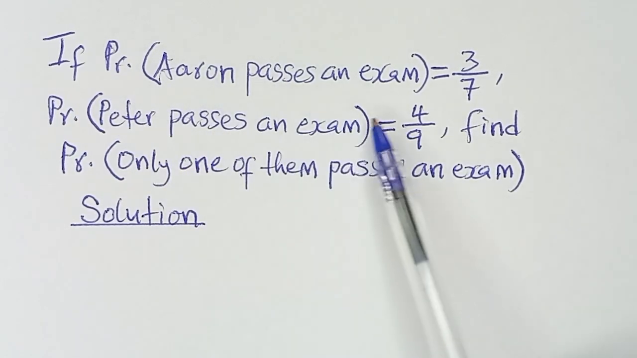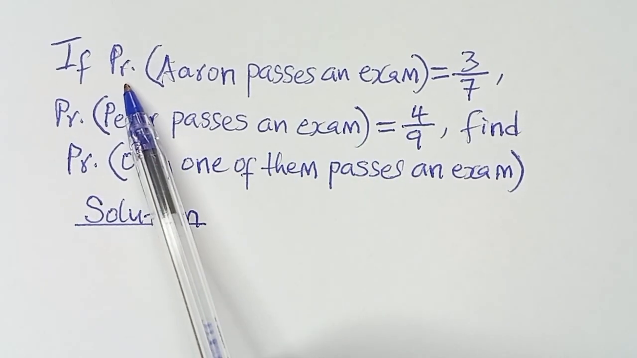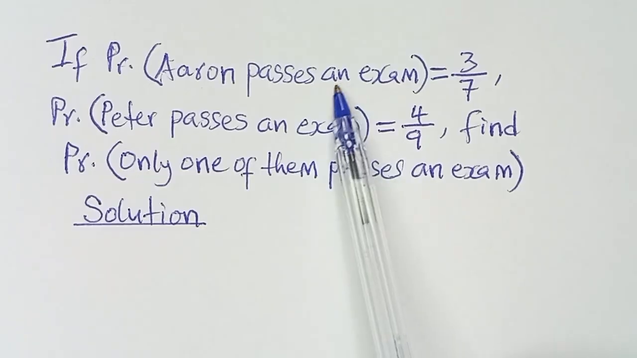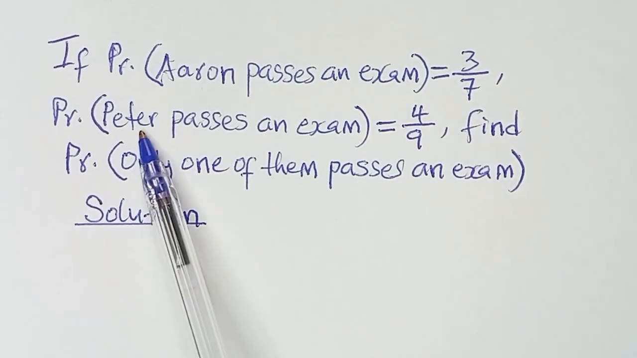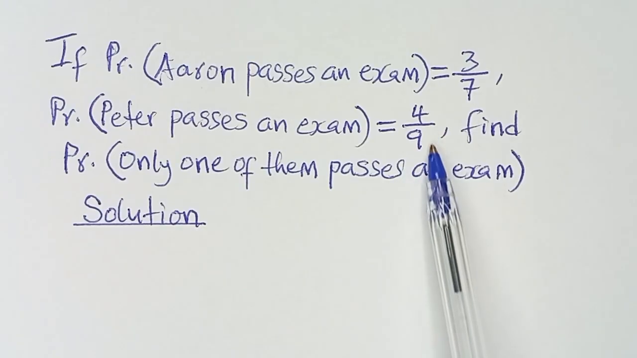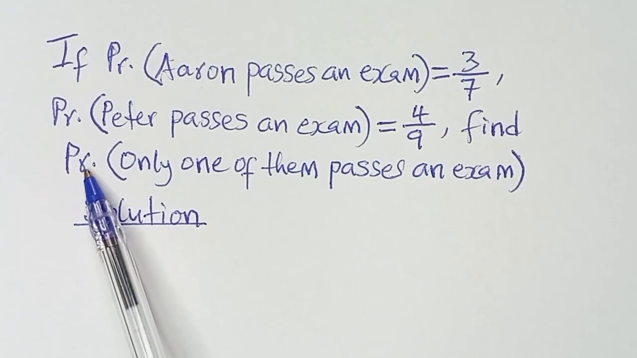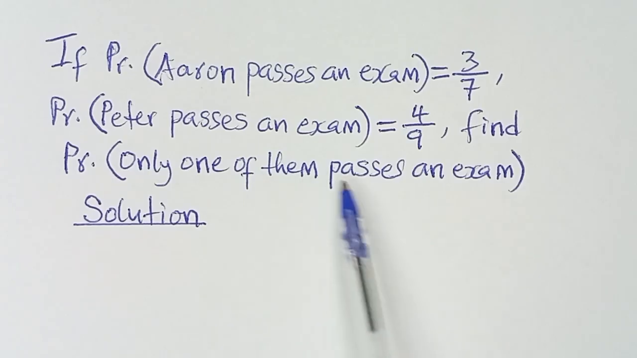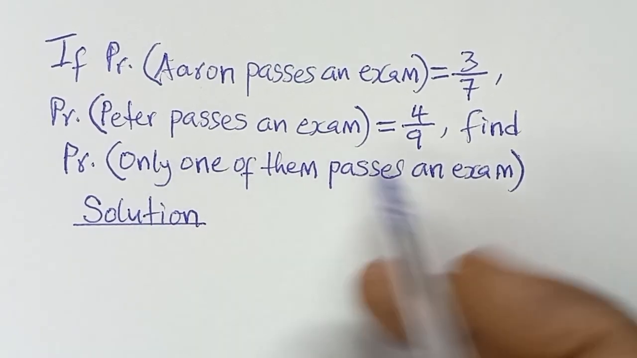I have a question on probability here. It says that if the probability that Aaron passes an exam is 3 over 7, and the probability that Peter passes an exam is 4 over 9, we should find the probability that only one of them passes an exam. Now, for us to start that, I would like to shorten the writing of these things.